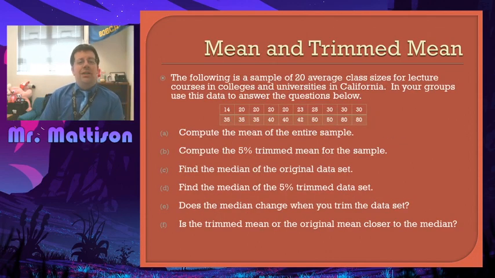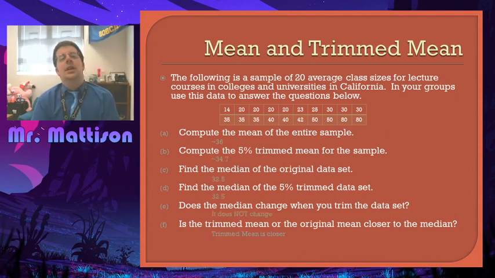So let's try that out. So here is a set of data. It has already been ordered for you. You're welcome. So find the mean of this sample, and then find the 5% trimmed mean of this sample. So go ahead and do that, answer those questions, and then come back.